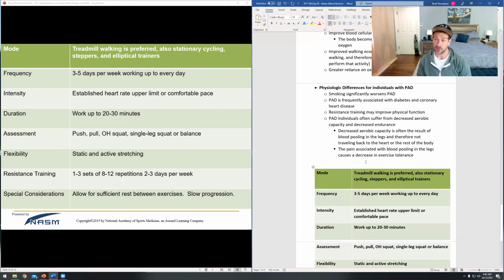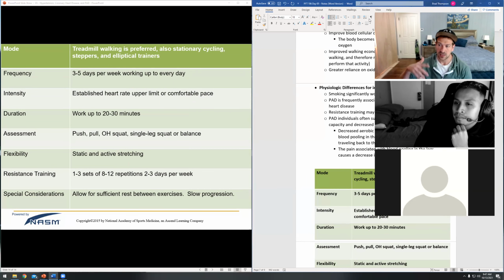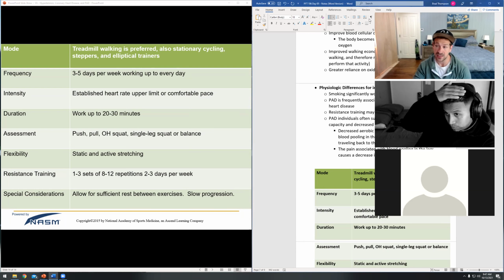Now, physiologic differences for people who have PAD, things to be aware of. One thing, smoking makes PAD way worse. Very commonly associated with smokers. Remember, smoking is allowing chemicals to pass into your bloodstream directly. Blood does like to pool in our legs. It's a gravity thing. Where's water going to go? It's going to go to the bottom, right? Same thing with blood. It tends to pool in our legs. So we need to have blood vessels strong enough to get that blood out of the legs. And if it doesn't, then it just pools down there and it gets very, very painful.